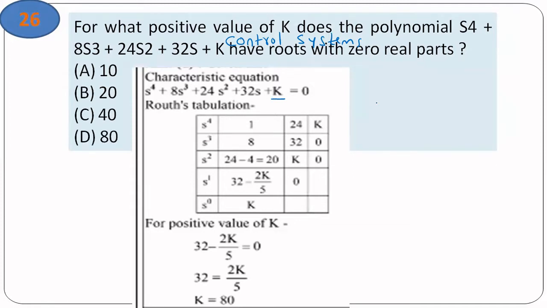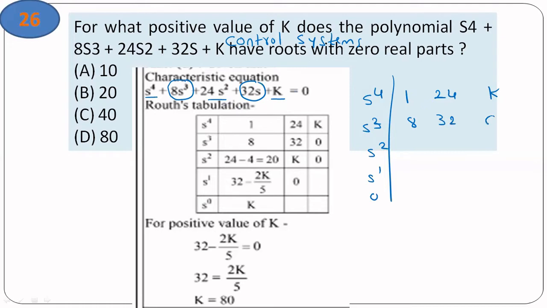Now, the basic simple rule is, as we have already solved a similar example in our previous part of video, that we write down s^4, s^3, s^2, s^1 and s^0. Now we have to write down the coefficients. For s^4 the even terms are 1, 24 and next is k. Similarly for the odd terms, which is 8 and 32 and 0.